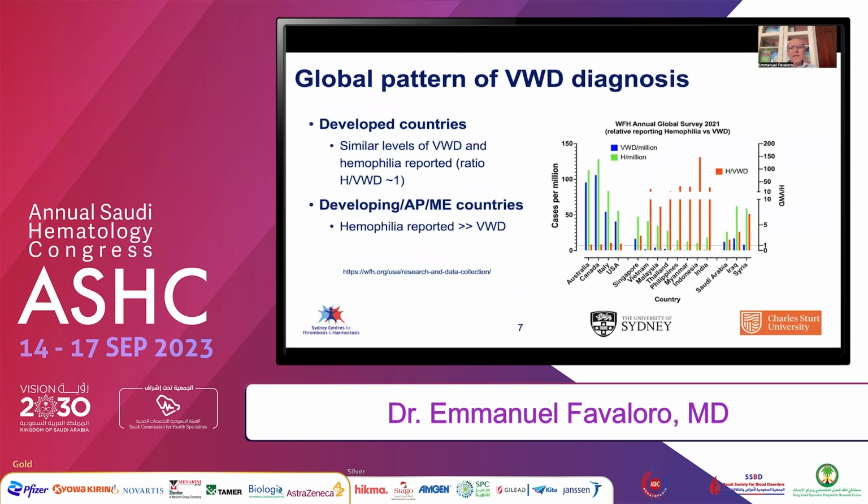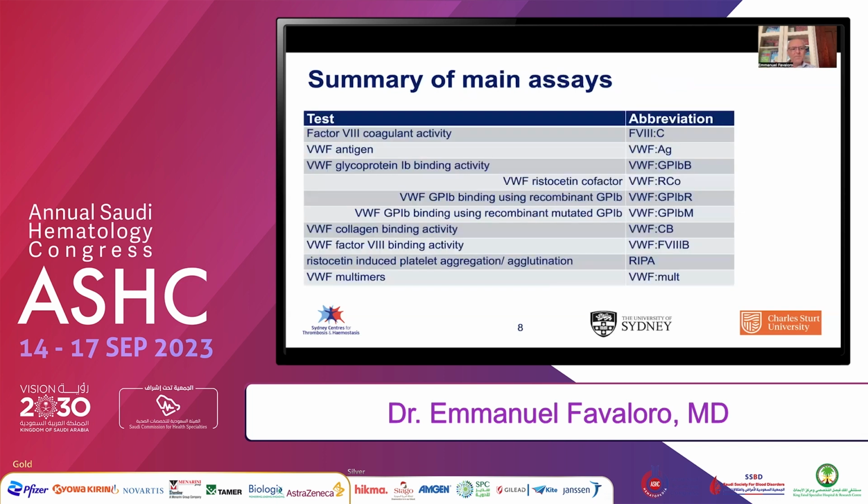If you look at the global pattern of von Willebrand disease diagnosis, it's similar. So in developed countries, we have similar levels of von Willebrand disease and haemophilia reported. So the ratio of haemophilia to von Willebrand disease is approximately 1. In developing countries, Asia Pacific countries, Middle Eastern countries, the number of patients with haemophilia reported is much greater than that of von Willebrand disease. So the ratio inevitably is greater than 1. In some of those countries, for example, in Indonesia, the ratio can reach up to 150. And I've also shown Saudi Arabia in that graph as well.